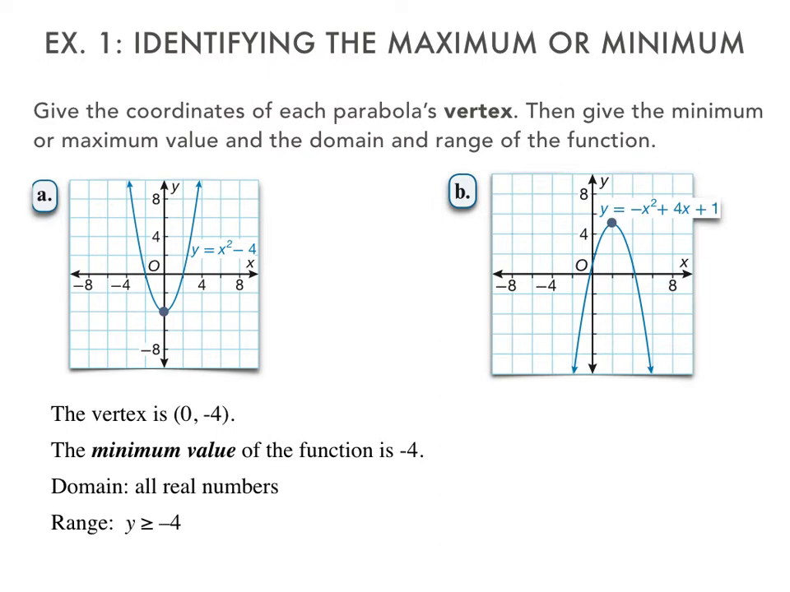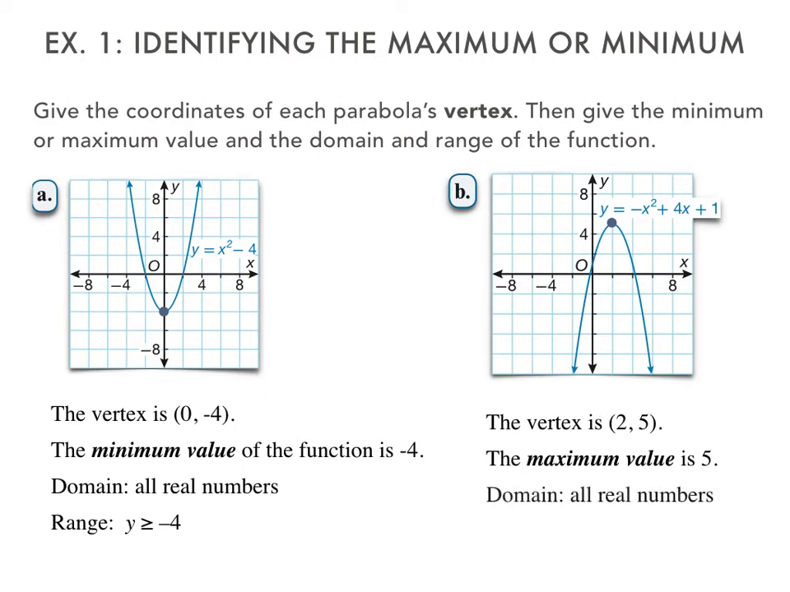Here's our vertex in example B. The coordinates are 2, 5. It is a maximum value at 5. Again, the domain is all real numbers. It extends forever to the left and right. But the range, it will never go above 5. So the range is y is less than or equal to 5.